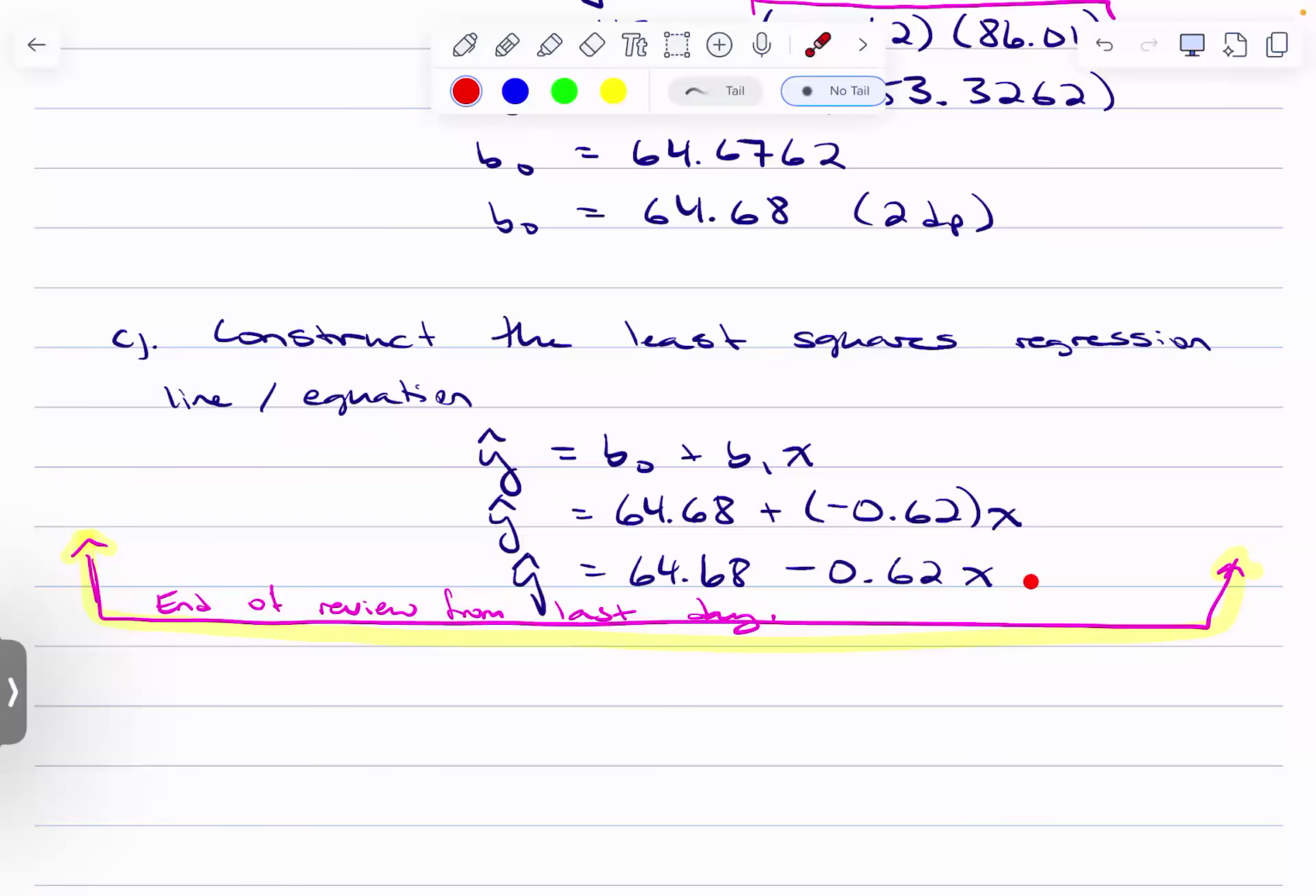Why would I make you do that? Because a follow-up question would be, hey, if you have a state with 80% high school grads, what's the predicted percentage in poverty? So then we use this line to predict values of y. But before we do that, this is the end of the review from last day, which is a lot. But now we have our line, we have our y-intercept, and we have our slope.